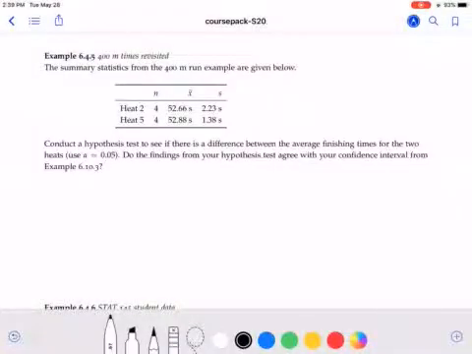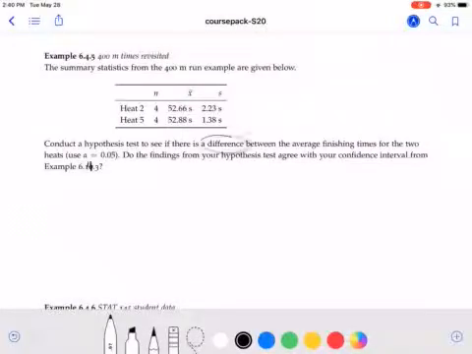We're revisiting an example we did earlier, which was actually example 6.4.3, where we had summary stats from Heat 2 and Heat 5 of the Olympics. So we have the means and standard deviations and sample sizes here, which were both 4. Instead of doing a confidence interval like before, we wanted to conduct a test to see if there's a difference in the average finishing times for the 2 heats. And then we're asked if these findings for this test agree with the confidence interval that was already constructed.